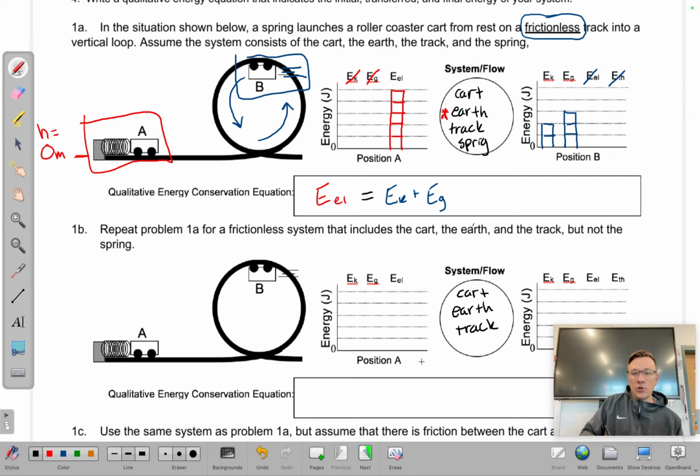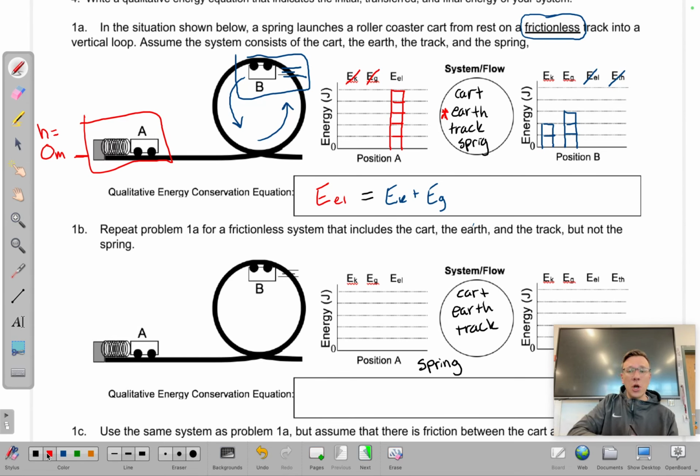So what we're going to do is draw the spring on the outside of the system like this, okay? Now, what we will do is evaluate this without the elastic energy as part of the system. Now, the spring still stores elastic energy, right? But we have defined our system to be such that the spring is not part of it. We will therefore not include the elastic energy in the bar chart.